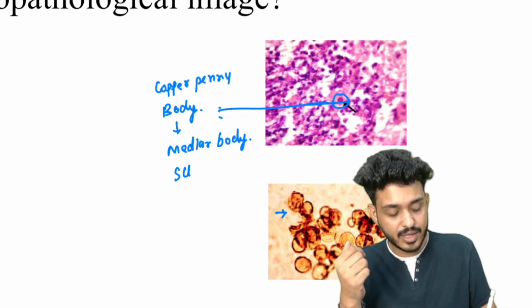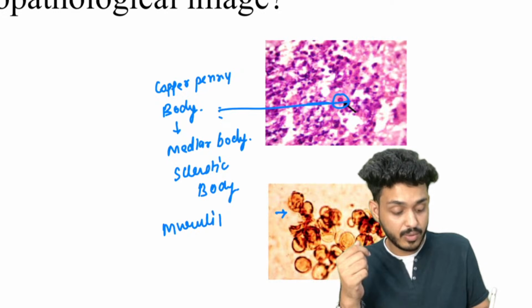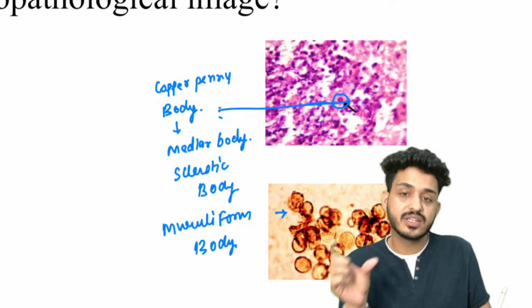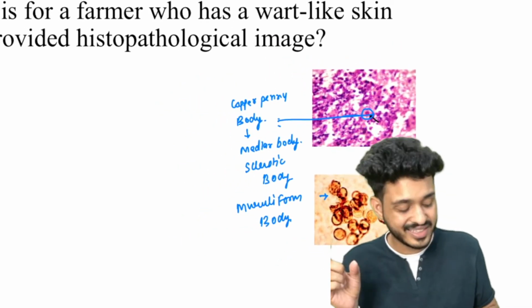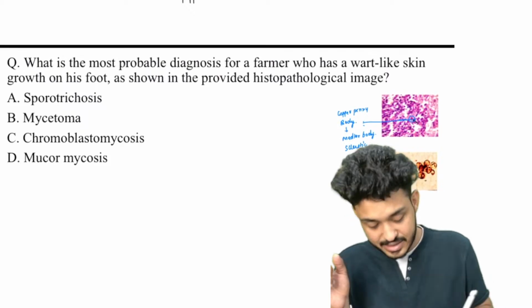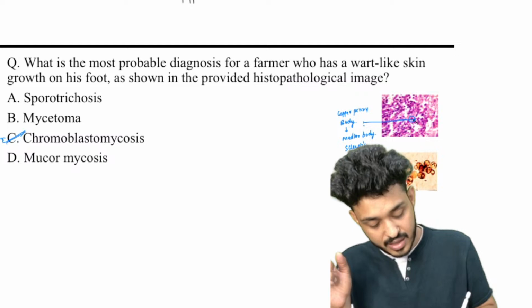Medlar body, sclerotic body, muriform body. So these are the important names that you have to remember about this particular thing, okay? What is the diagnosis? Diagnosis is chromoblastomycosis. Very good, everyone is answering chromoblastomycosis.